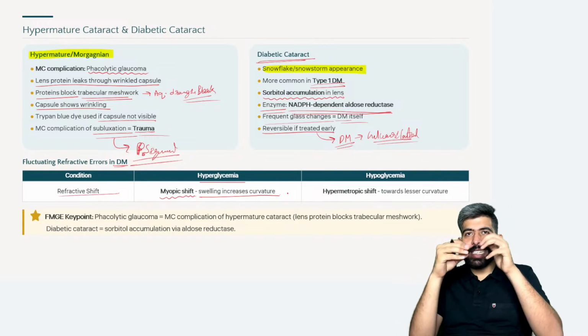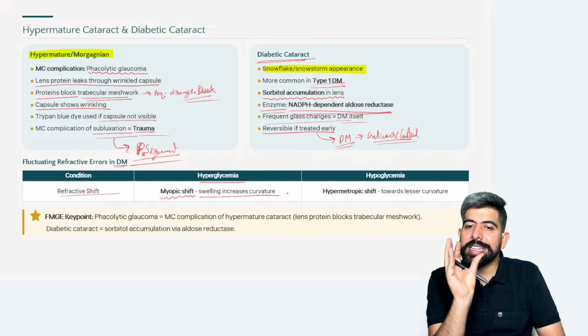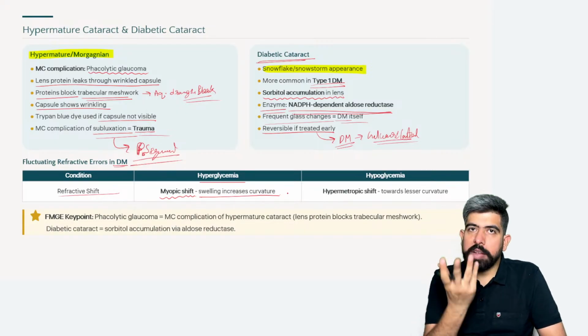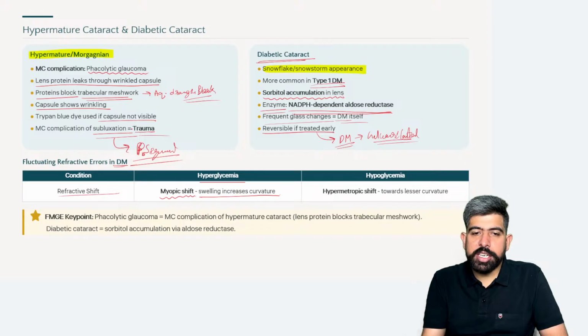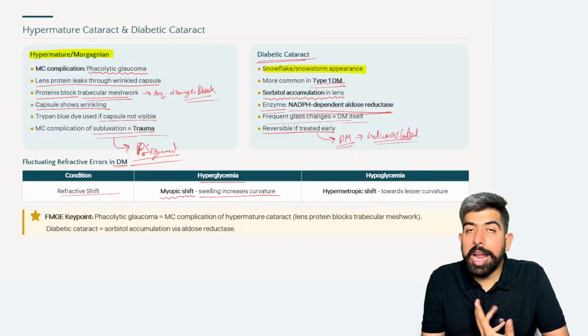So when sorbitol is accumulated inside the lens, it will increase the curvature. If the lens is swelling, the curvature increases, and then the power of the eye increases. That will be the myopic shift.